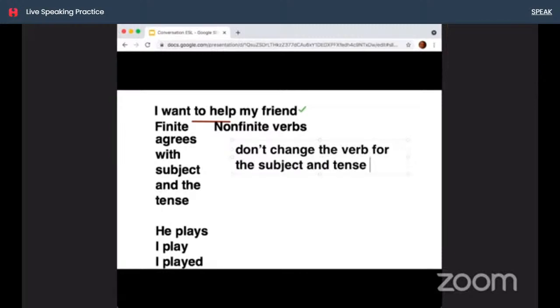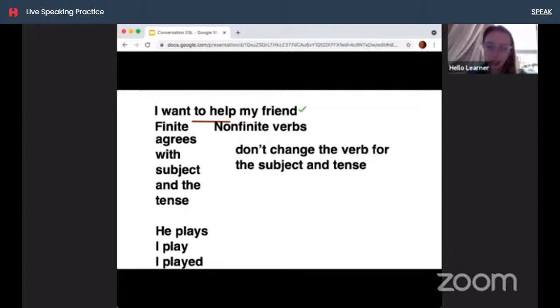Could you repeat one more time, ma'am? Finite verb, yes. So finite changes for the subject and tense. So I play, he plays. So we change the verb. The verb is written to show that the subject is different. So he plays, I play. It changes for the subject and it changes for the tense, because we don't just say I play if I want to talk about the past. We add ed to show it's about the past. So the verb is spelt differently for the different subject and the different tense. Does that make sense?